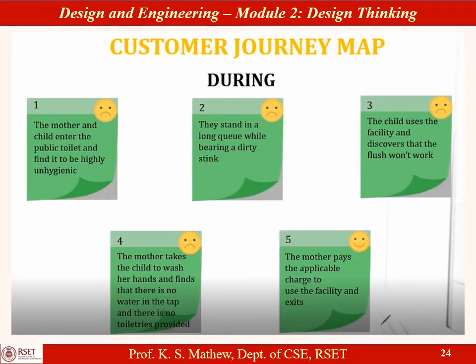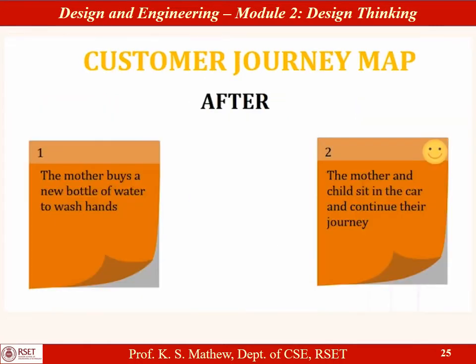And during what happened, mother and child enter the public toilet and find it to be unhealthy, unhygienic, unhappy. They stand in a long queue while bearing a dirty stink, again unhappy. The child uses the facility and discovers that the flush won't work, unhappy. Mother takes the child to wash her hands and finds that there is no water in the tap and no toiletries provided, unhappy. Mother pays the applicable charge to use the facility and exits, happy. After what happens, the mother buys a new bottle of water to wash hands. Mother and child sit in the car and continue the journey, happy.